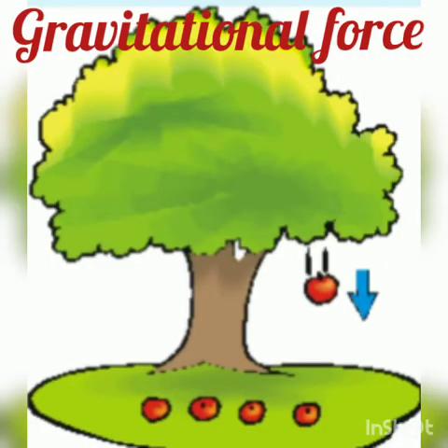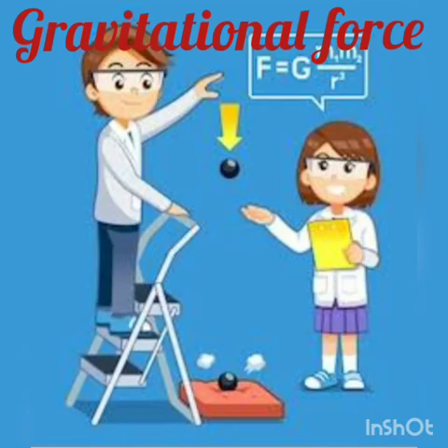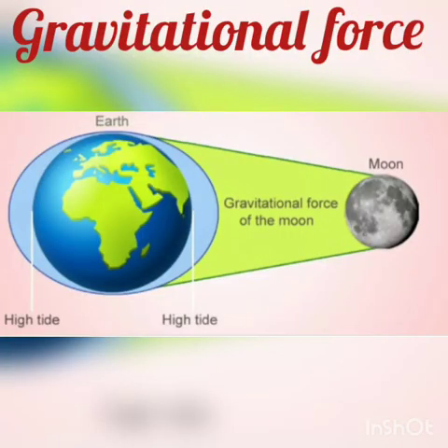Gravitational force. When an apple detaches from a tree, it is pulled by earth towards its surface. This force with which earth pulls everything towards its surface is called earth's gravitational force or gravity. Gravity makes things fall to the ground. It keeps us attached to the ground. It holds the atmosphere in place.